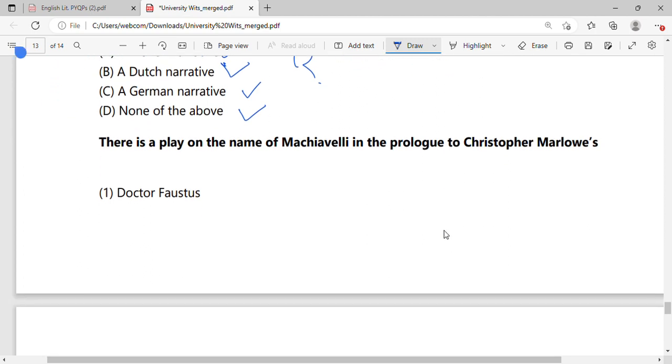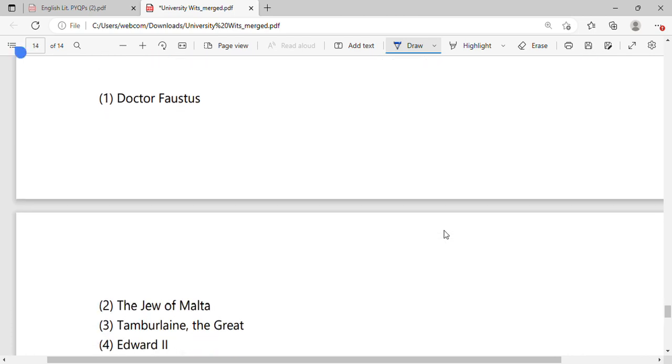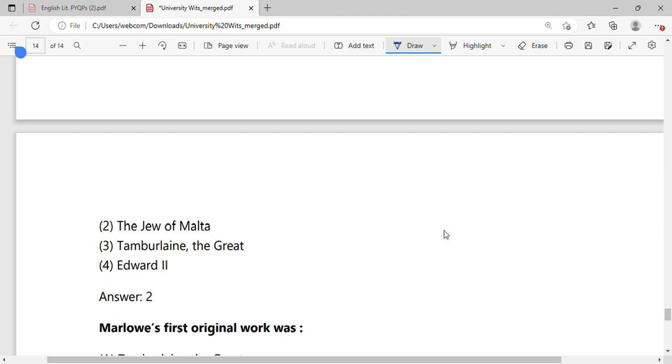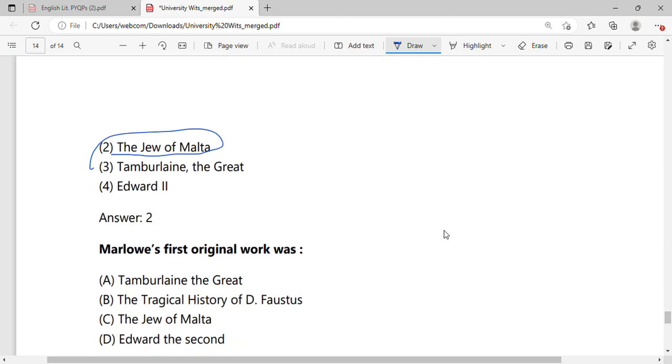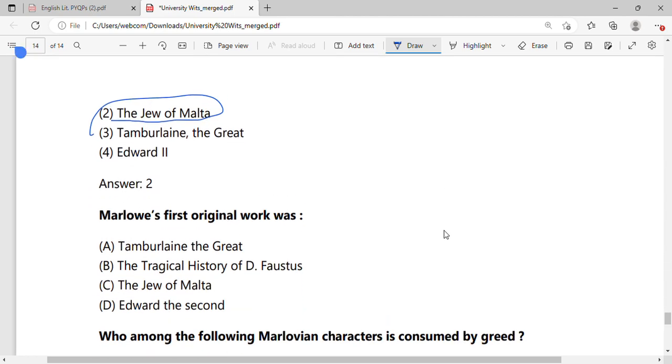Right? Now, there is a play on the name of Machiavelli in the prologue to Christopher Marlowe's play. The greedy character. Who was that? Oh, I have also given the answer here. The Jew of Malta, obviously. The answer is given here. Okay. Marlowe's first original work was Tamburlaine the Great. I don't think we have to go through all the options since we have just read all of these characters or all of these plays of his.